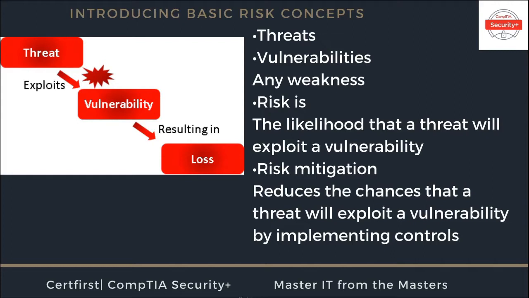So then we have vulnerabilities. Vulnerabilities are weaknesses in software, firmware, or anything that can be used to create an exploit and compromise the system. And then we have risk. Well, risk is the likelihood that a threat will exploit a vulnerability and create some kind of a loss, something like data exfiltration, data tampering, etc. Risk mitigation is the process by which we reduce the likelihood that a threat actor might exploit a vulnerability. There are many different types of controls with which we can do this, as you'll see in the upcoming slides.